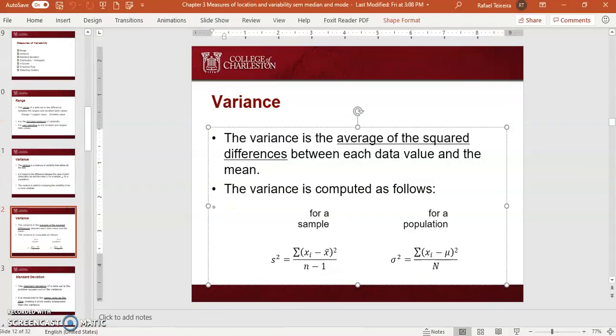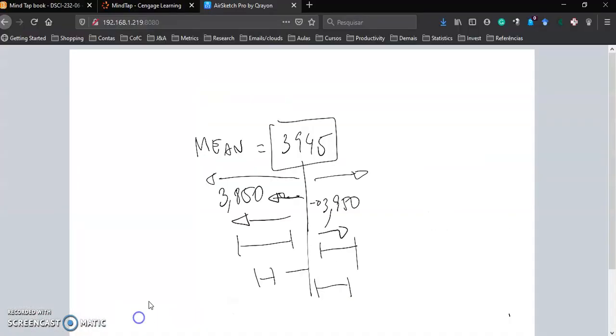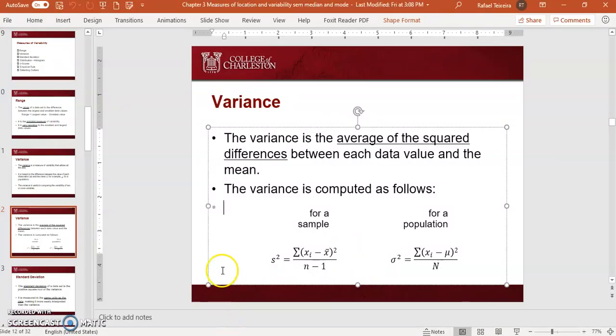I tried to show you here what roughly we are doing in the variance. We get the mean and we compute the difference from each observation to the mean. We get all these differences, we square them and divide by the number of observations minus 1. So this is what the variance is, and this gives us an idea about how much variability we have in the data set.